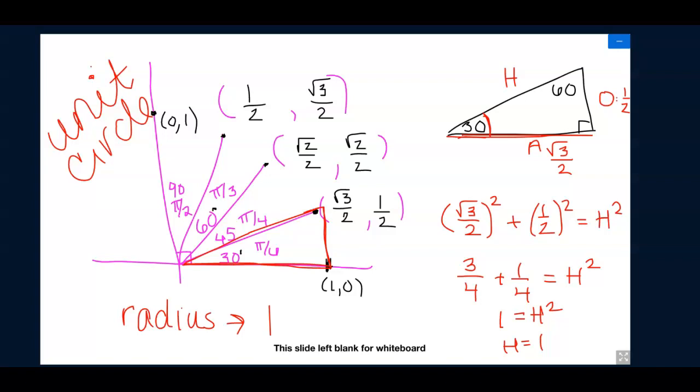If you go back to SOHCAHTOA, tangent is opposite over hypotenuse. So again, you're going to get that 1 over square root 3.